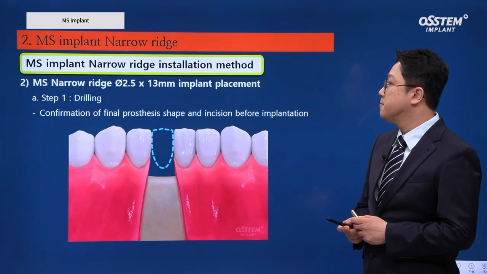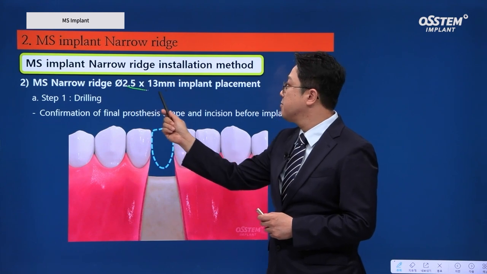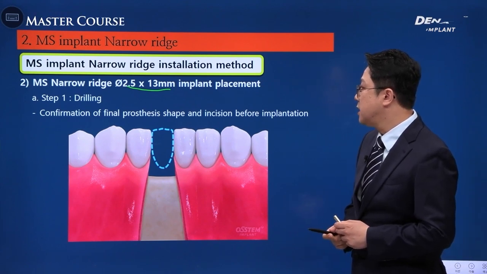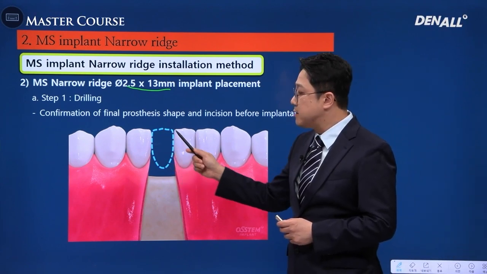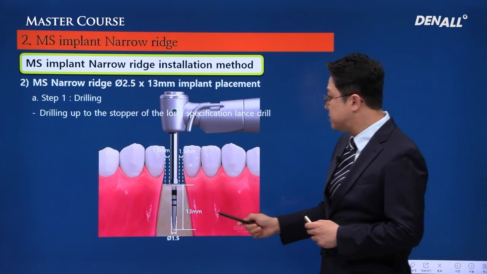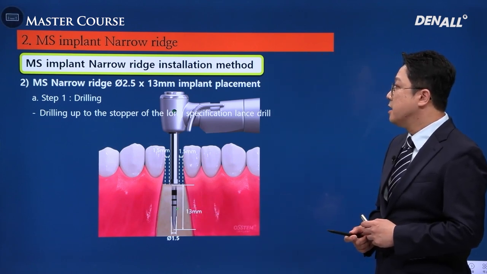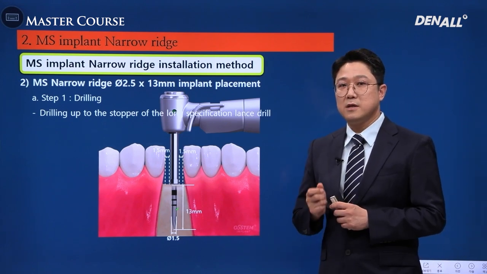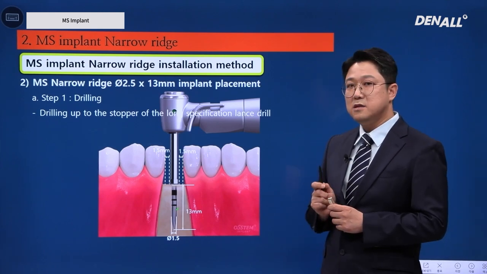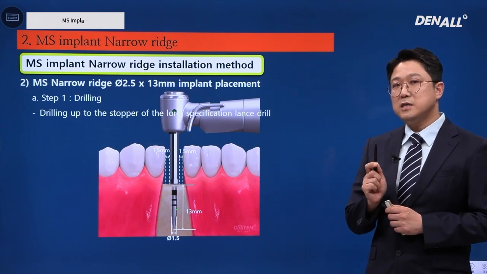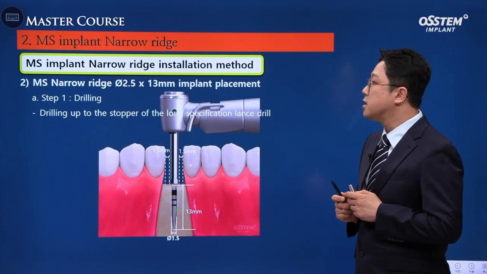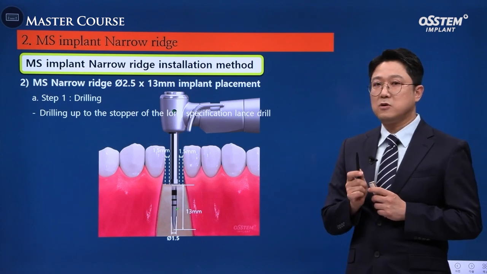Let me talk about how I place MS narrow ridge implant, 2.5 by 13 millimeter implant. This is drilling process. Before drilling, I design the final prosthesis and put that in my head, and I start drilling. When I drill, I use lens drill first. Not a lot of drilling is involved in placing MS implant. Once or twice would suffice. Therefore, you need to pay a lot of attention on the position, direction, and angle in using lens drill. It really determines the entire surgery. When you use lens drill, you need to pay a lot of attention in angle and direction.